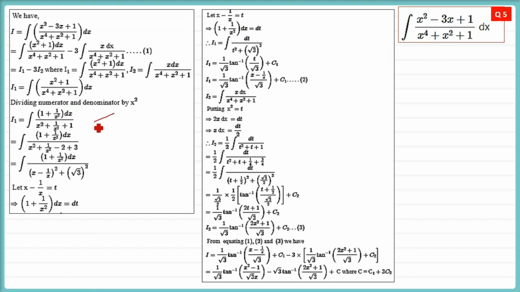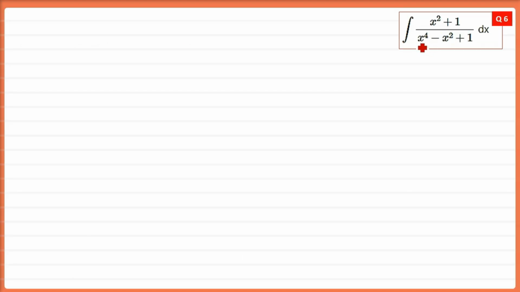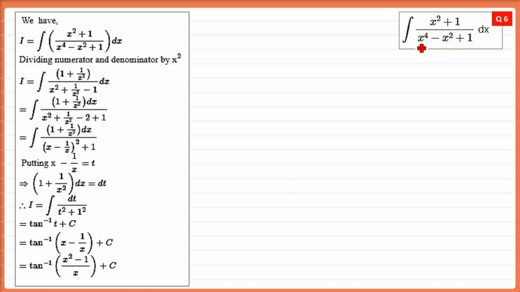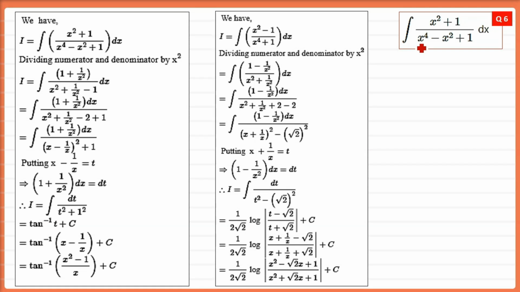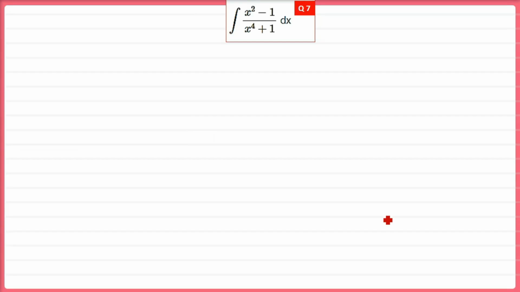You can refer x square plus 1 divided by x raised 4 minus x square plus 1. Now I can vouch that you are aware of how to solve this because of the previous 5 questions we have already done. It's very straightforward. Divide numerator denominator by x square. Use this x minus 1 by x as t.